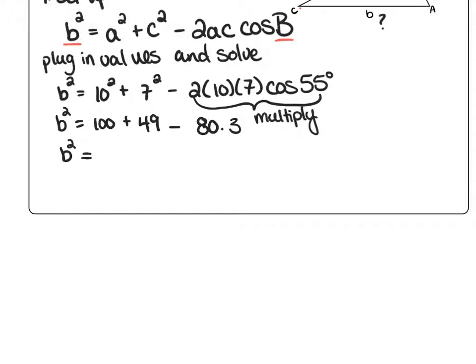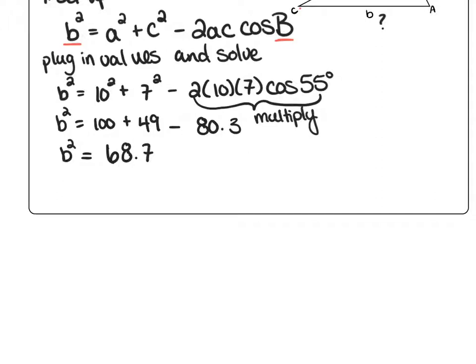So 100 plus 49 minus 80.3 is 148. Oh, that's not right. Let me fix that. 100 plus 49 minus 80.3 is 68.7.